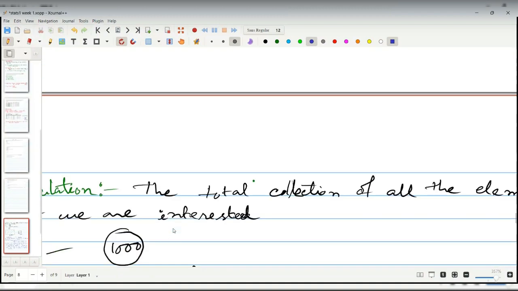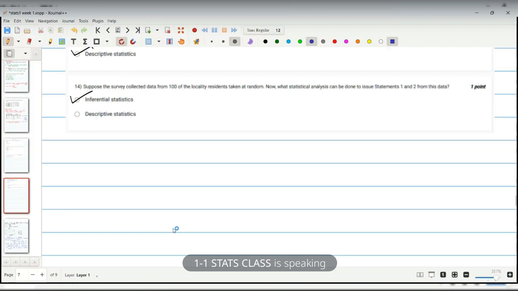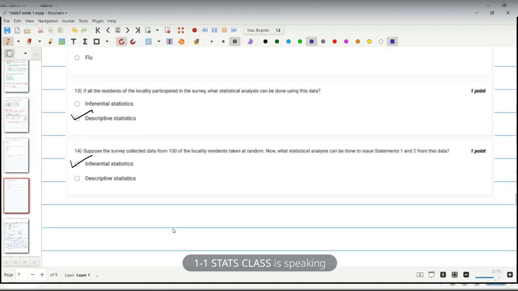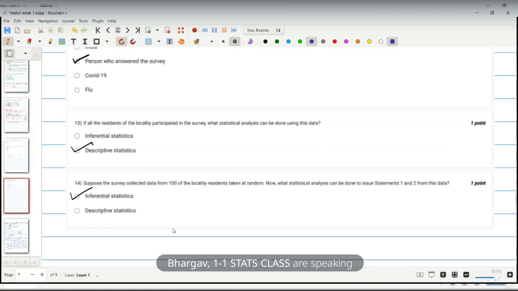I think no other question. So these are some topics. If we practice more, the topics will be clearer. So practice all the activities.